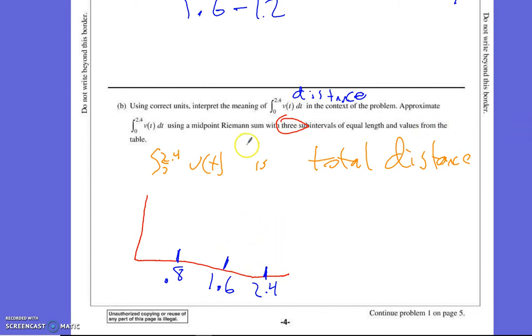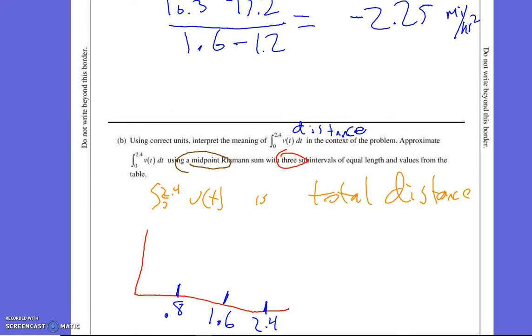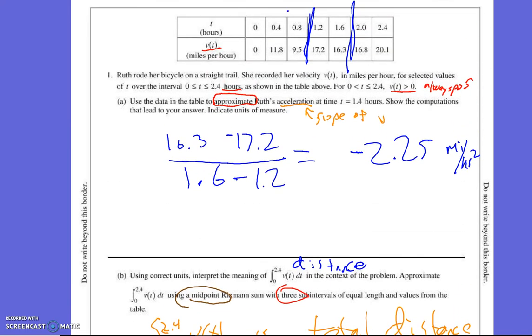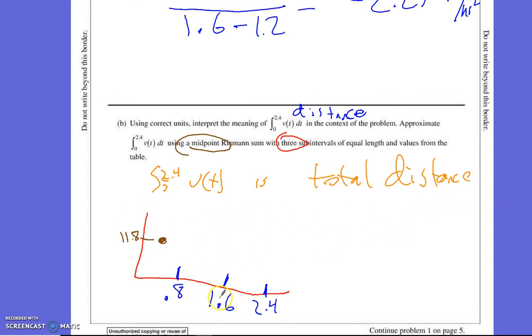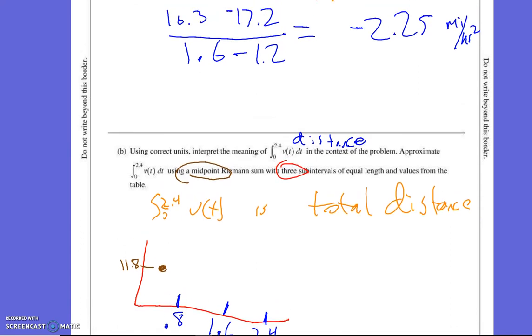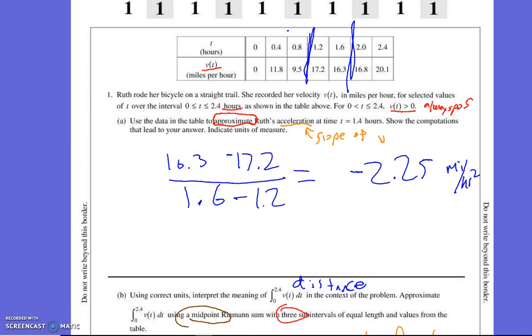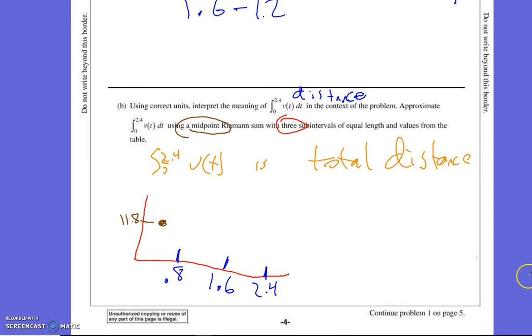Now the important part is that it says the midpoint Riemann sum, so you're going to use the point that's in the middle of each interval. So I need the point at 0.4. So what is my height at 0.4? That is 11.8. 11.8 is that middle point. And then at the middle between 0.8 and 1.6 would be 1.2. Okay, so at 1.2 it's 17.2.